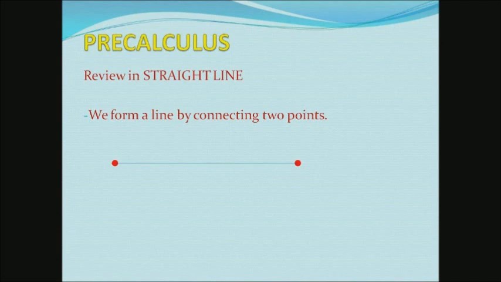We form a line by connecting 2 points. So we can only form a straight line by connecting 2 points. So let's say we have one point on the left and another point on the right, and then you connect them, and then you will form a straight line.